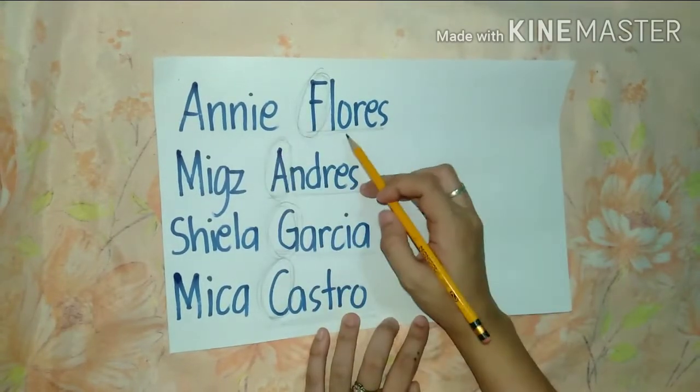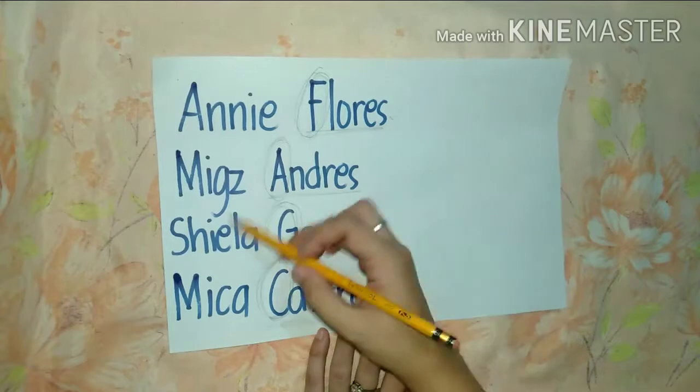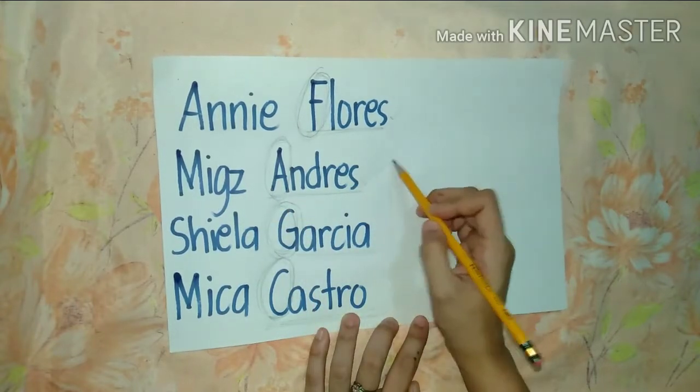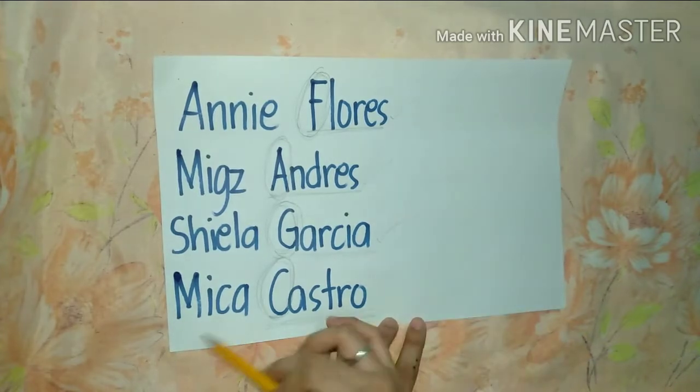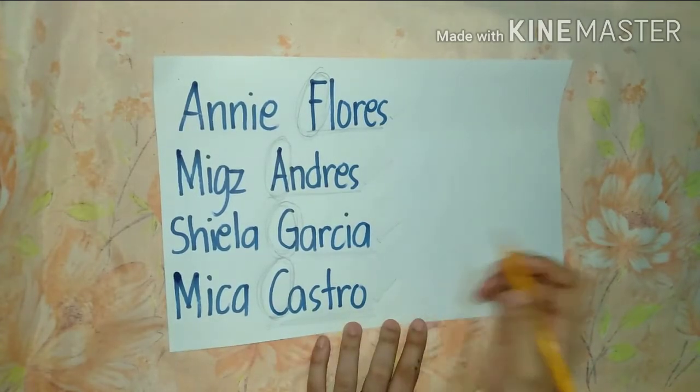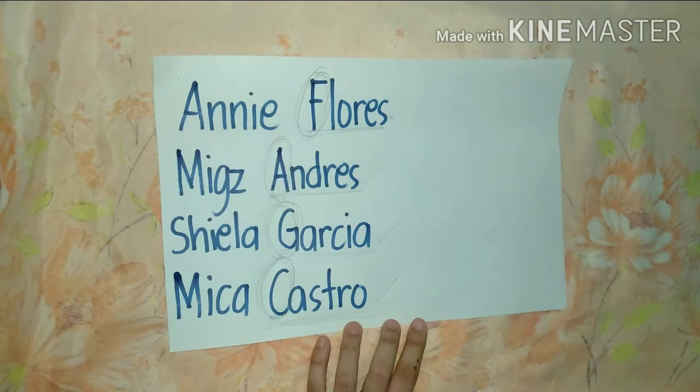So, Annie's last name is Flores. Mig's last name is Andres. Sheila's last name is Garcia. And Mika's last name is Castro. So, how am I going to arrange them according to their last name?